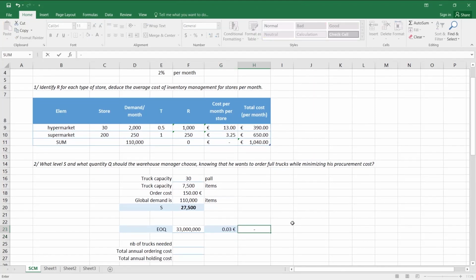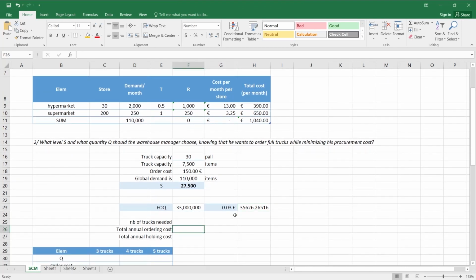And here, let's plug our equation into the square root formula. So here we have the first part of the equation divided simply by the second part, and that will give us a quantity of 35,627 items that we need to order in order to optimize our logistics costs or our inventory costs.